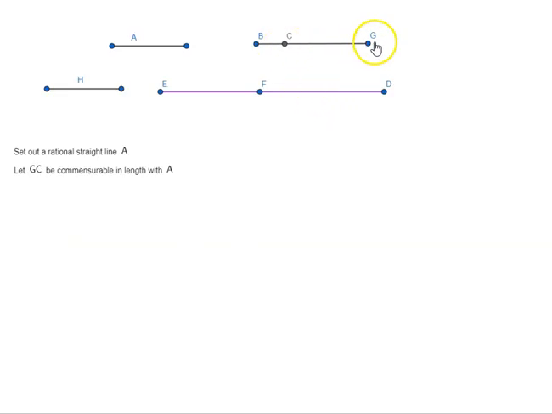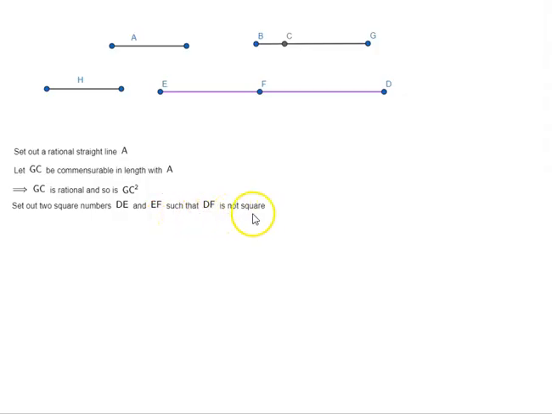Let GC be commensurable in length with A, which implies GC is rational. Why? Because A is rational and GC is commensurable with A. So GC is also rational, so basically it means GC square is also rational. Set out two numbers DE and EF such that DF is not a square.